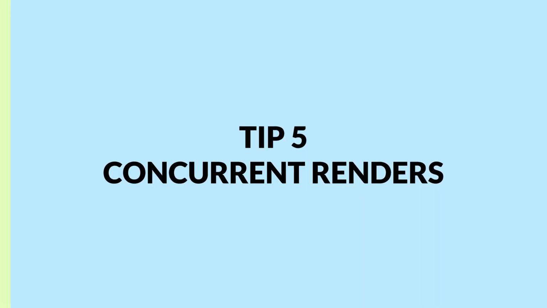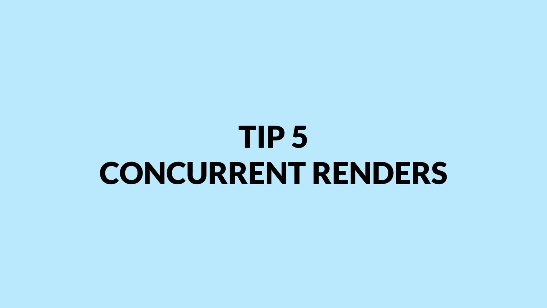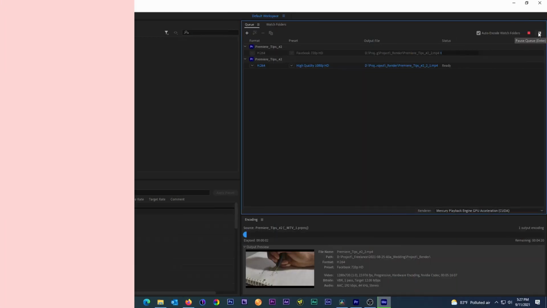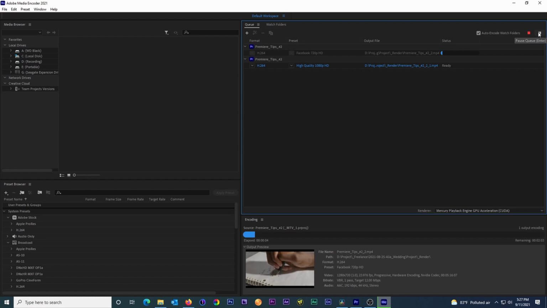Lastly, for tip number 5, we'll switch our attention to Media Encoder. You probably already know that you can queue up multiple renders to run one after the other. But did you know that you can have multiple renders running simultaneously?